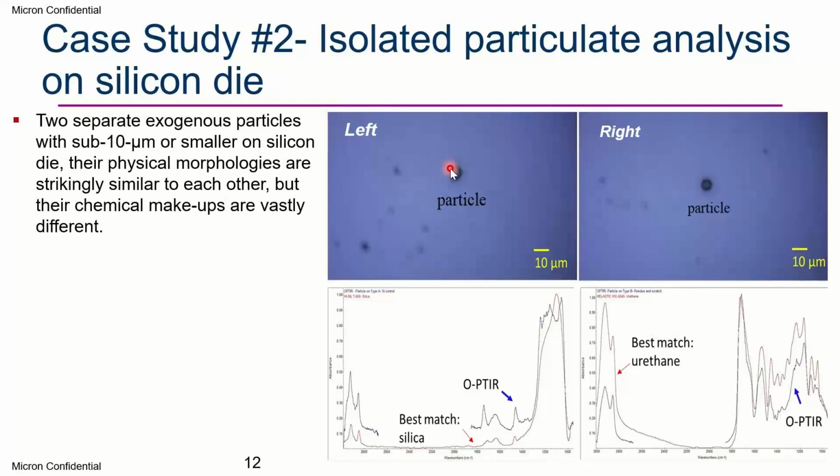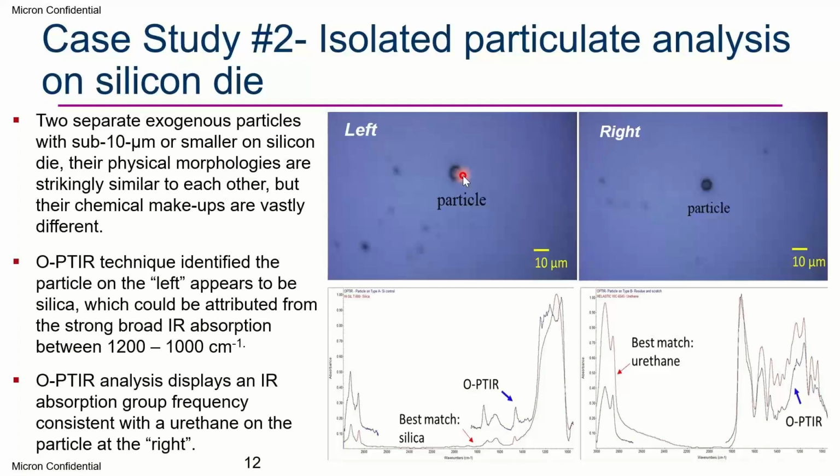So with the OPTIR, with the small spot size right now of only 500 nanometer, you can see they actually give two different spectra. And for this one, if you really read the 1200 to 1000 region, which is this part, you can see it points to a silica. So this particle is a silica.